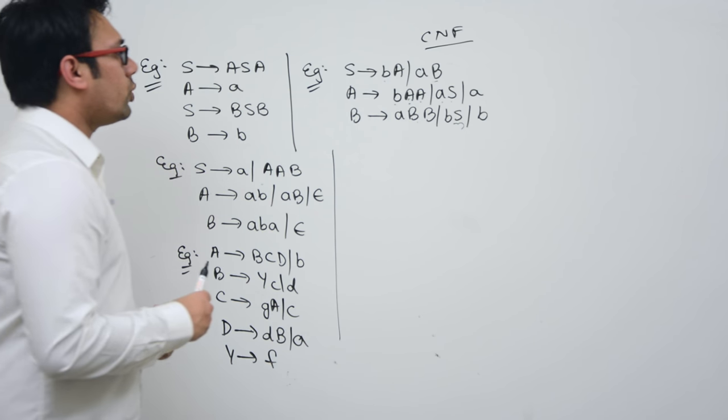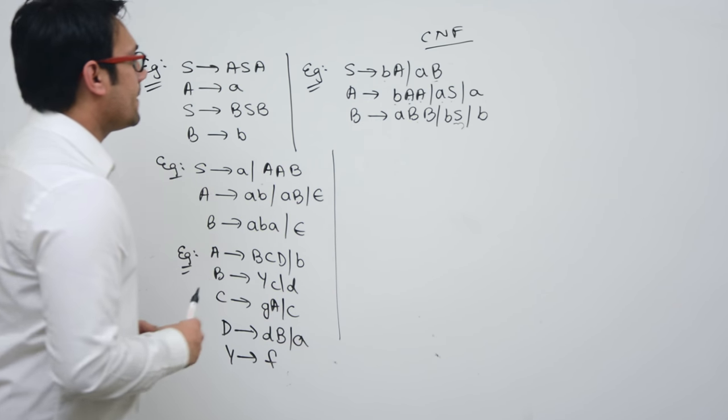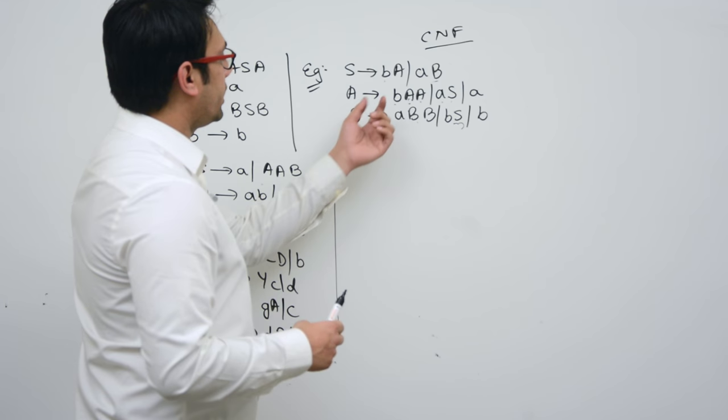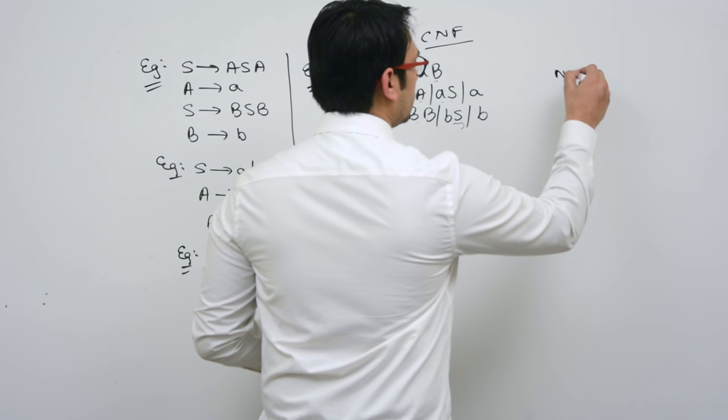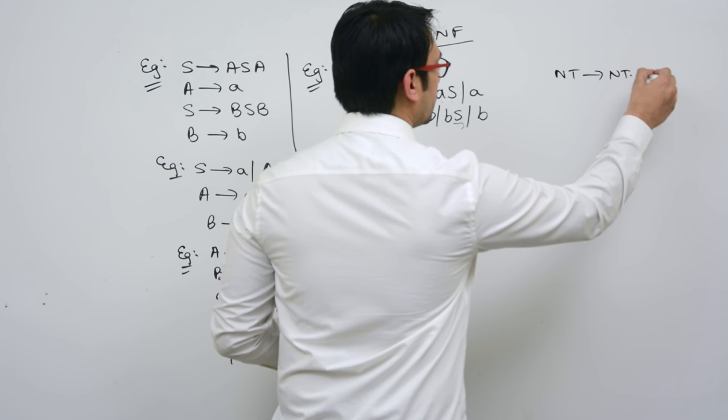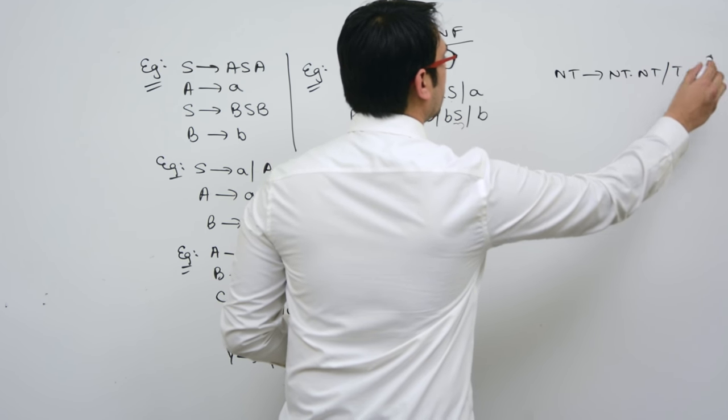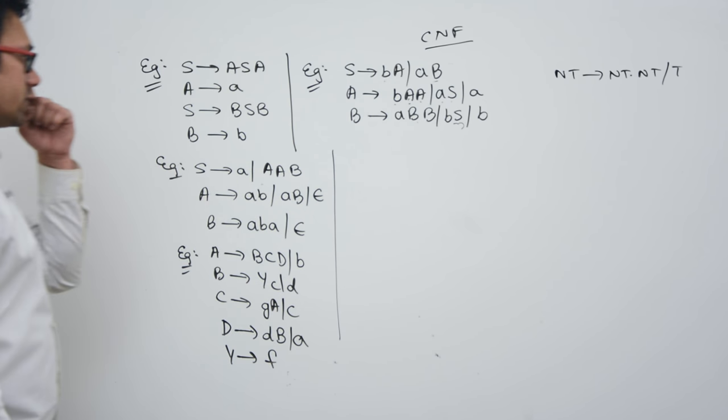Okay, so let us do one thing. Let us add some variables here, and we have to make them in this format. A non-terminal is exactly deriving two non-terminals, or it is deriving a terminal. We have to make every production within this form, right?